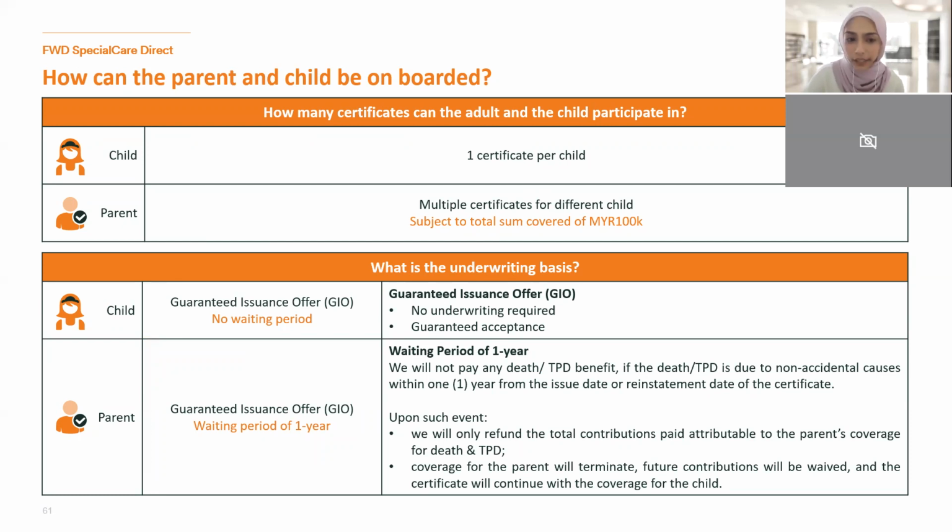So what is the underwriting basis? It's a guaranteed insurance offer, which means for the child, there is no waiting period. The minute you make your payment, the minute you get your certificate in your email, your child is automatically covered. For the parent, there is a waiting period of 1 year.